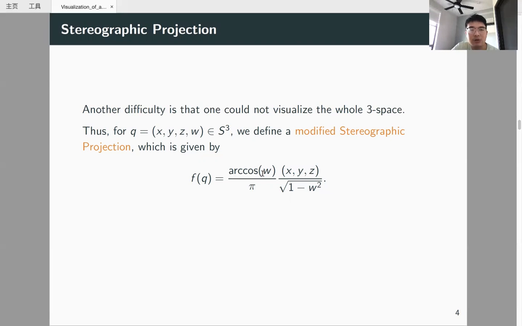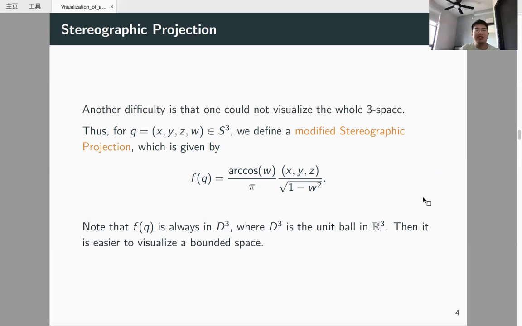That's because w lies in S3, so w needs to be between -1 and 1. So the arccosine ranges from 0 to pi. Then you divide it by pi, so this coefficient ranges from 0 to 1. It's positive and less than 1. And this part has magnitude 1. So the whole f of q must lie inside the unit ball. So f(q) is always in D3, which is just the unit ball in R3. Then it's easier to visualize a bounded space because, of course, the unit ball is bounded.